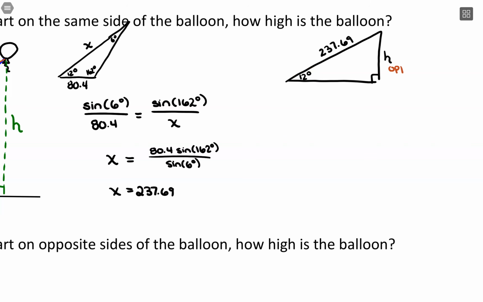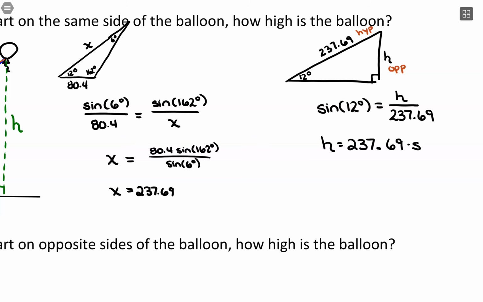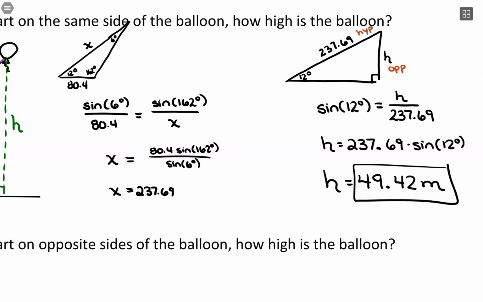Well, let's see, I have an angle. We're looking for our opposite side length. We have the hypotenuse. This is a great recipe for just using our standard trig function, sine. So from SOHCAHTOA, sine of that 12 degrees should be equal to opposite over hypotenuse. And we can do this because it is a right triangle by finding that height off of the ground for the balloon. So in the calculator, we're going to multiply 237.69 times sine of 12. And that's going to give a height of 49.42 meters. That will be our final answer.